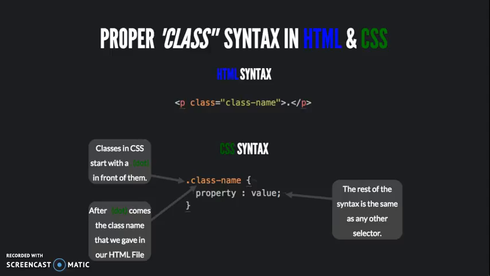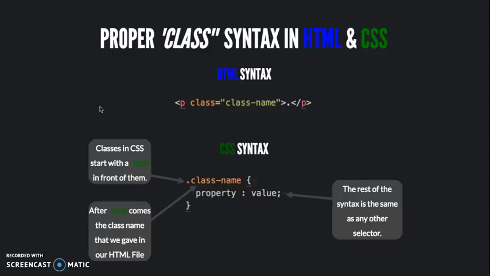In our HTML syntax, you can see that we have a paragraph element with a class of class name. You create a class by opening your element and then giving the attribute class an equal sign, open quotations, and then a class name, close the quotations, and then continue on with our HTML element like you see here.